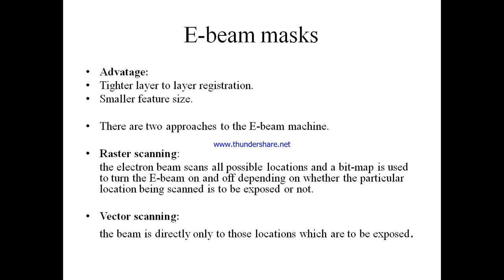Raster scanning: the electron beam scans all possible locations and a bitmap is used to turn the E-beam on and off depending on whether the particular location being scanned is to be exposed or not. Vector scanning: the beam is directed only to those locations which are to be exposed.